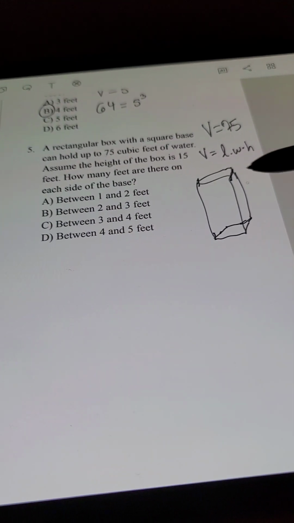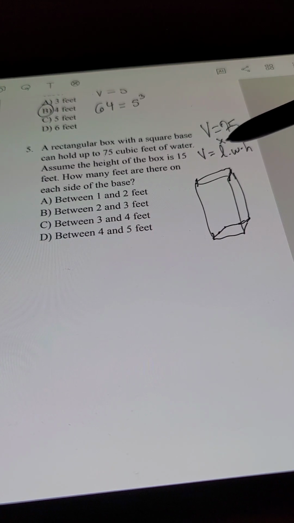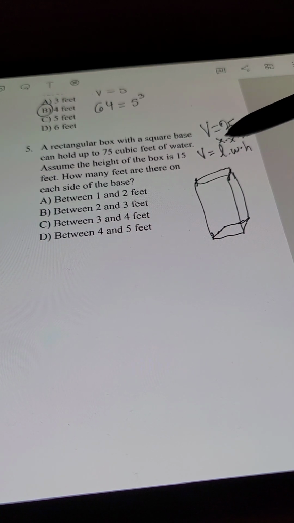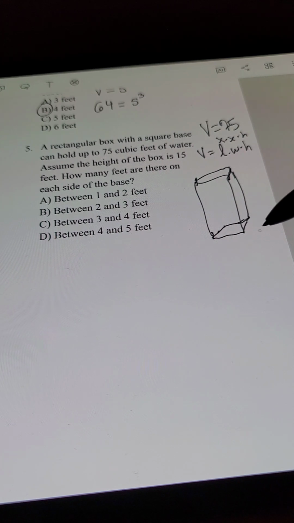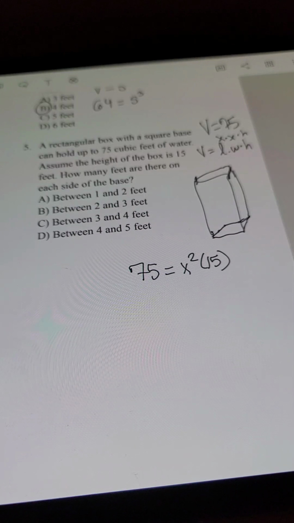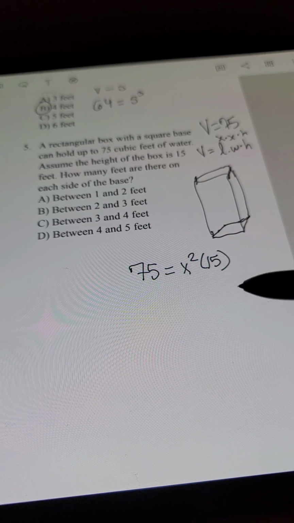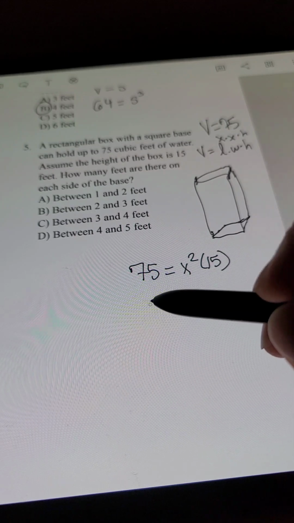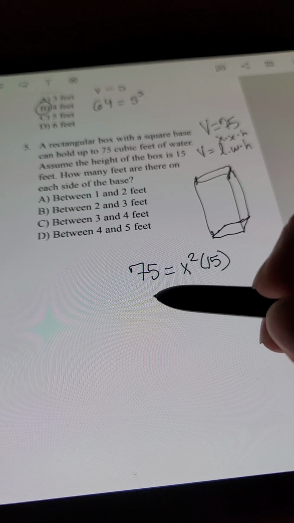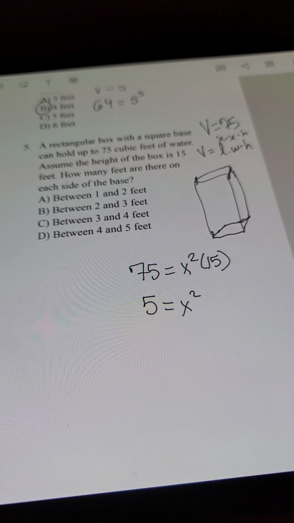So we could just replace that with x and x, since they're the same exact thing. So we could say it's x times x times h, with x being the side length of each of the sides on the base. And then we just plug in 15 for h and 75 for v, and then solve for x. So now when I do that, I have this. So I just need to divide by 15 on each side to get x squared by itself. So then when I divide, I get 5 is equal to x squared.